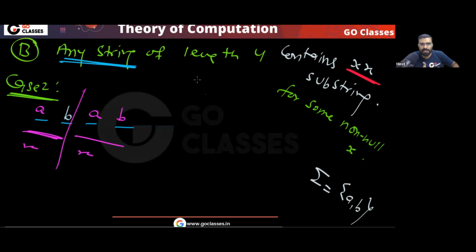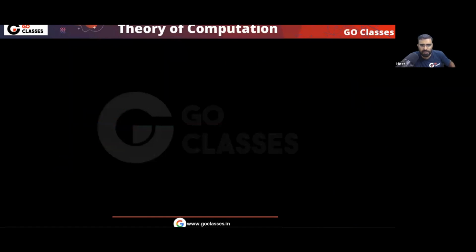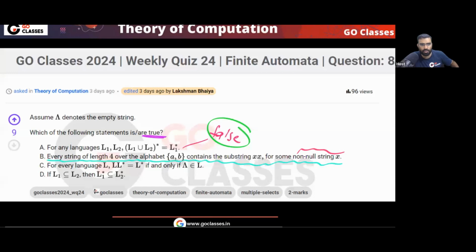So basically, you cannot create a string without XX substring. Is this proof clear? Let me know. Please tell me. So this is your proof that you cannot create a string without XX substring. So this statement is actually true.